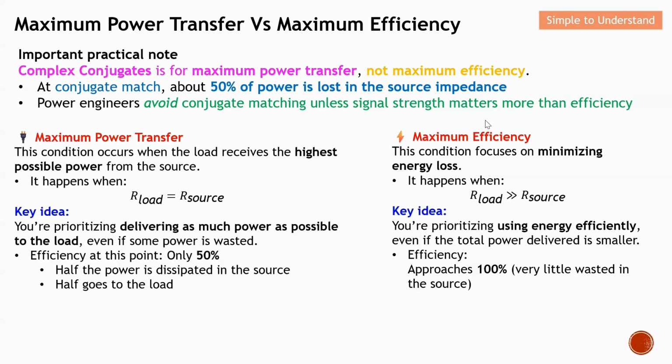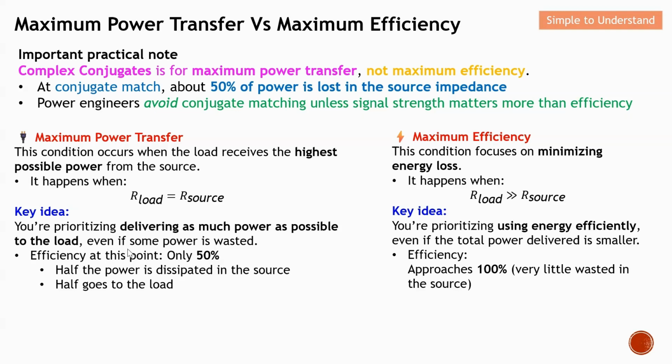Next, maximum efficiency focuses on how to minimize the energy loss. This will only occur when the resistance of the load is many times larger than the resistance of the source. Let's come to the key ideas. For maximum power transfer, you prioritize delivering as much power as possible to the load, even if some power is wasted. In short, the key design purpose is to have maximum power transfer to the load, even at the sacrifice of some power loss. Efficiency for this case is only around 50%.